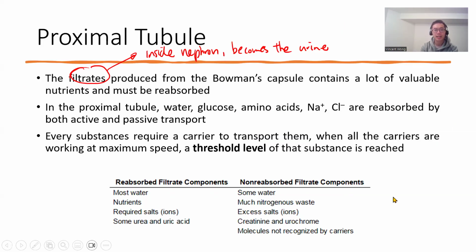So what are we taking back? Like I said, water, glucose, amino acid, sodium chloride. And to bring them back, we have to use both active and passive transport. Of course, you remember these, right? Active transport requires energy, whereas passive transport does not. Now, what's important is that every substance requires a carrier to transport them. And when all the carriers are working at maximum speed, a threshold level of that substance is reached.